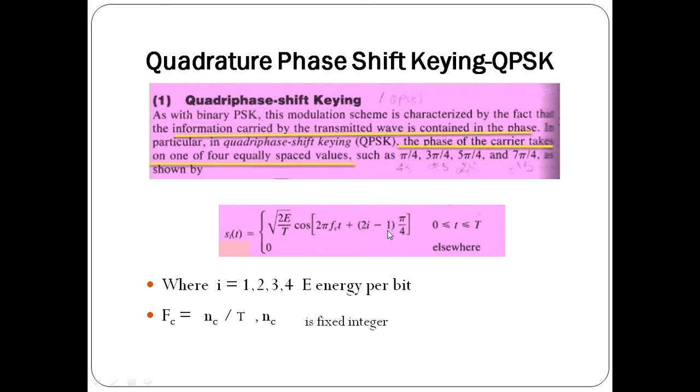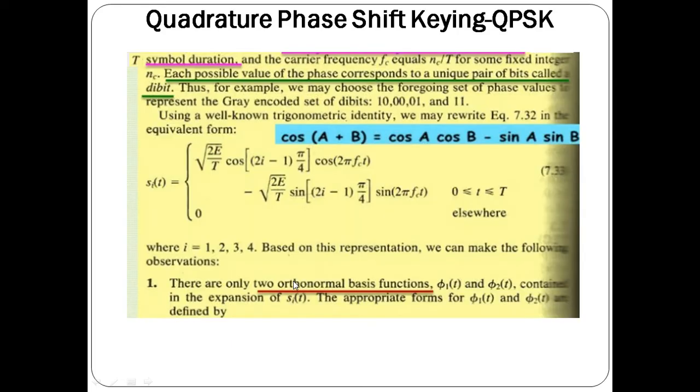So 2i minus 1: if I substitute 1, we get pi by 4. If I substitute 2, 3 pi by 4. If I substitute 3, 2 threes are 6 minus 1, 5 pi by 4. If I substitute 4, 2 fours are 8 minus 1, 7 pi by 4. So it will take any of these four values, where i is from 1, 2, 3, 4. E is the energy per symbol, and the carrier frequency f_c is n_c, a fixed integer, divided by the bit duration T.